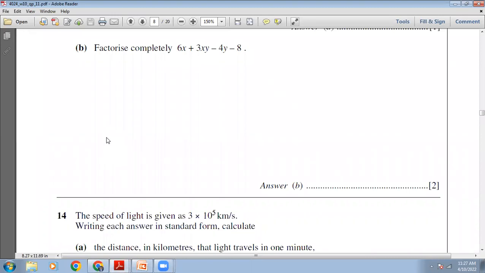Then we have 4 terms and we have to factorize. From the first 2 terms, I can take 3 and x common. From the last 2 terms, I can take minus 4 common.